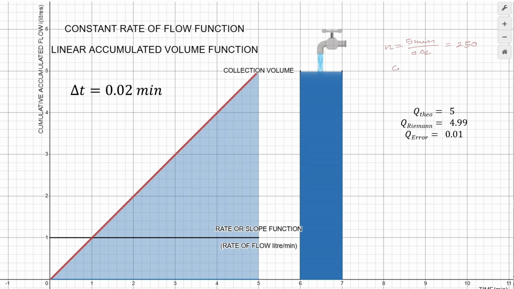So the cumulative volume is based on this formula: Q1 is equal to Q0 plus dq by dt times delta t. Like this, you can go from Q0 up to Q249, and after that you can calculate the error. The theoretical value is 5, and the Riemann value is smaller. So that is how we can confirm that by increasing the number of steps, the error is reduced.